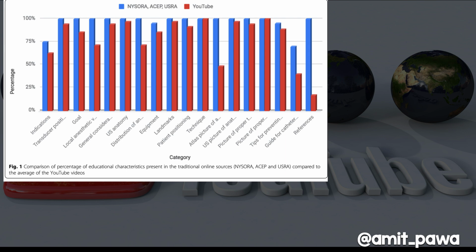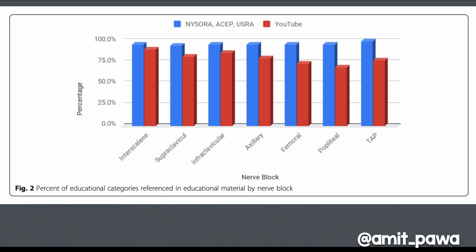They scored highly. And when they looked at YouTube as a whole, across all of these categories, you'll see there's a variation in performance. So not all of the YouTube videos dealt with all of those categories. Then they decided to hone down a little bit more. So they decided to look according to each block. So they picked interscalene, supraclavicular, infraclavicular, axillary, femoral, popliteal, and TAP blocks. So they looked across those blocks and they said what percentage of those educational categories in the previous slide were dealt with in these videos. And as you can see, NYSORA, the American College of Emergency Physicians, and ASRA.ca did very well, nearly 100% across all of those categories. But when they looked at YouTube for those top videos, they didn't score quite as highly.